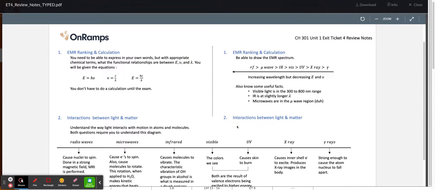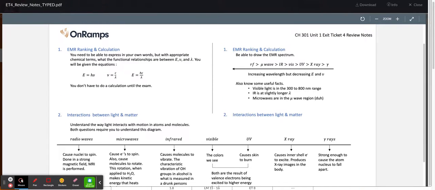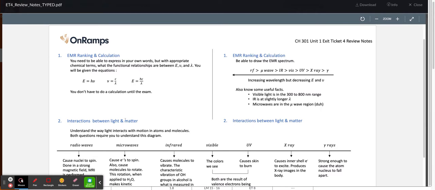That is a brief overview of what will be on exit ticket 4. You guys have got this. It will be open from 9 to 9 today, Friday. And send me a Remind for any questions.